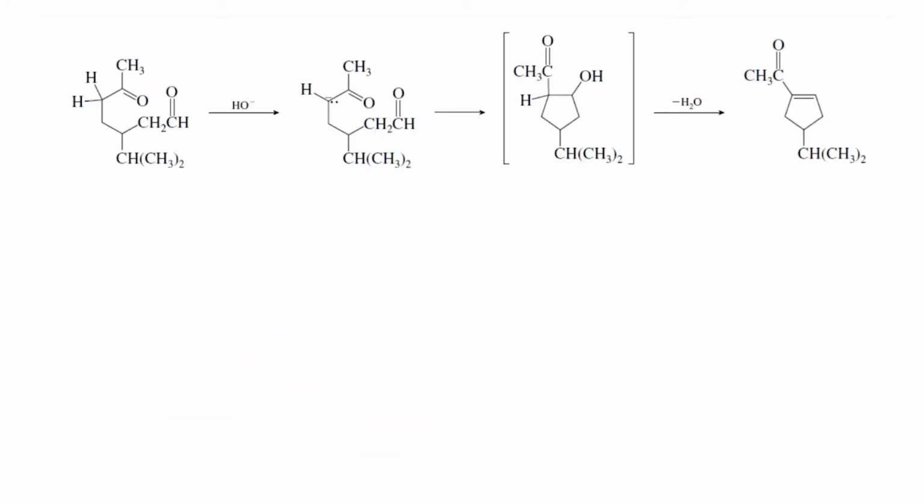The next step, again, is an example of an intramolecular aldol reaction. Here you will get the formation of this enolate as shown. You have this keto form, which is going to get deprotonated, and you will form an enolate as shown in this diagram. And the rest of the molecule remains the same.